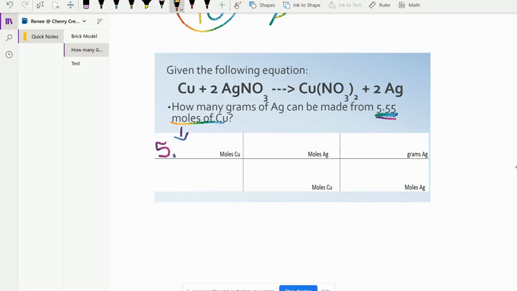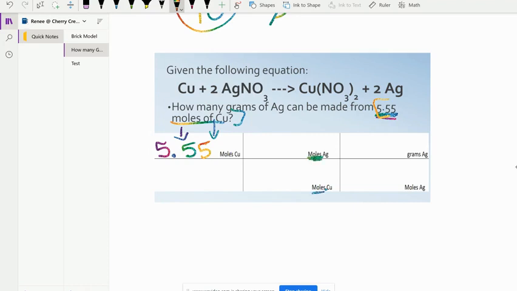This will go in the top left. So I know that I have 5.5. That is the only number given to me in the word problem, so I know that's where I'm going to start. It goes in the top left-hand corner. You can see I've already waterfalled the units down for you because we don't want to know anything about copper. I want to know how many grams of silver I can get. So these units will eventually cancel, but then I'm going to go to my balanced equation.